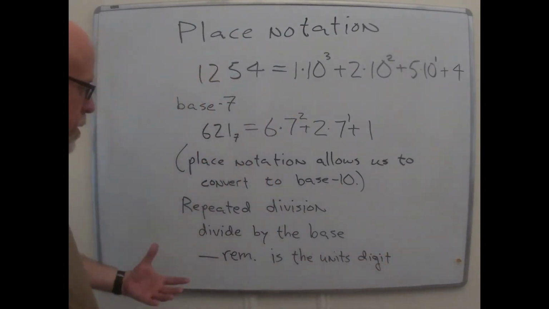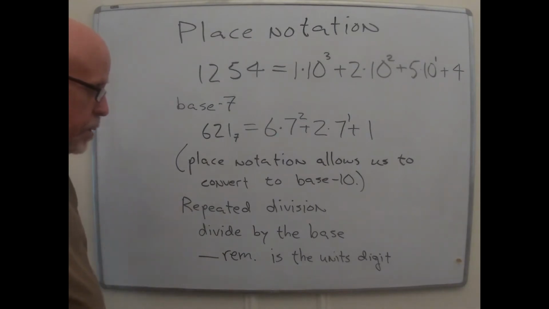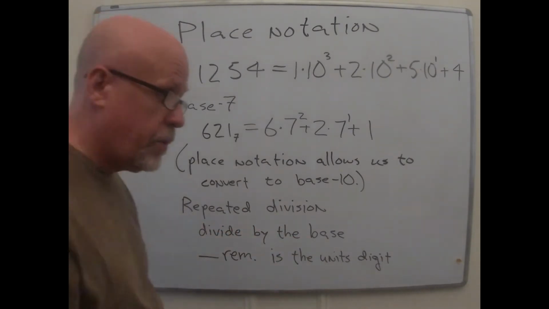So that's a place to get started. When you first divide by the base, whatever you get for the remainder is going to be your units digit. But the rest of the digits work the same way. You just take the new quotient you've got and divide by the base again. Let's run an example.